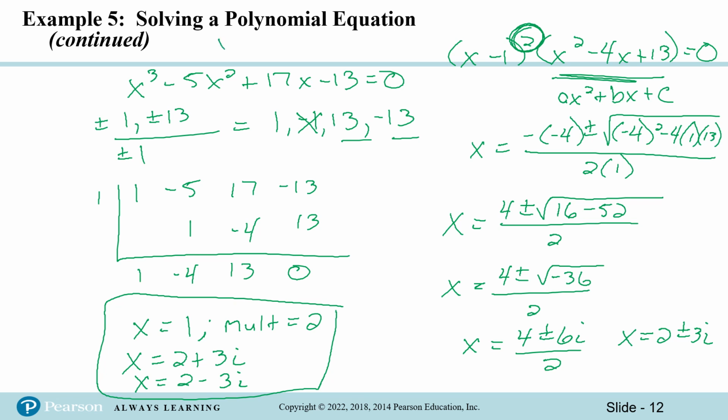We started with an x to the 4th, so we needed 4 solutions, and we came up with 4 solutions because the x minus 1 was a double root. It had multiplicity 2. So that accounts for 2 of my roots, and then my complex pair are the other 2.